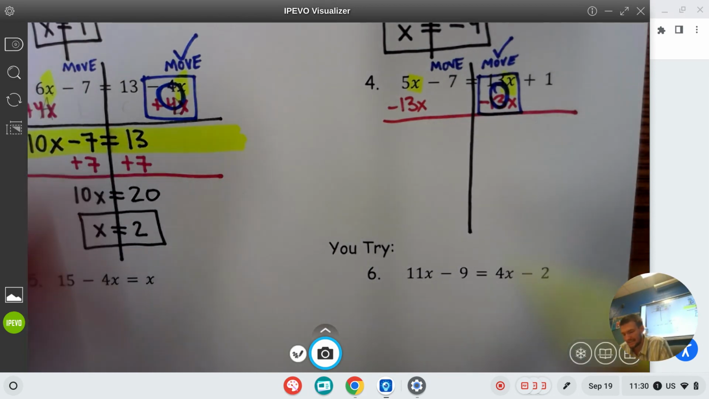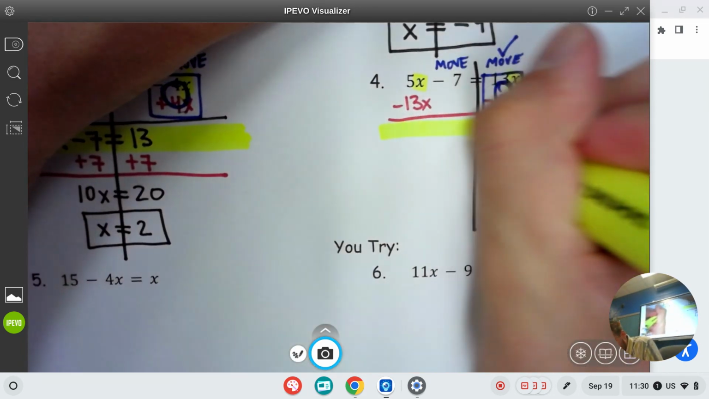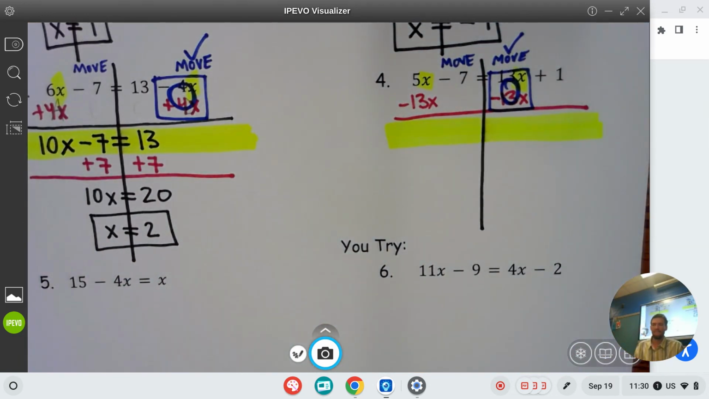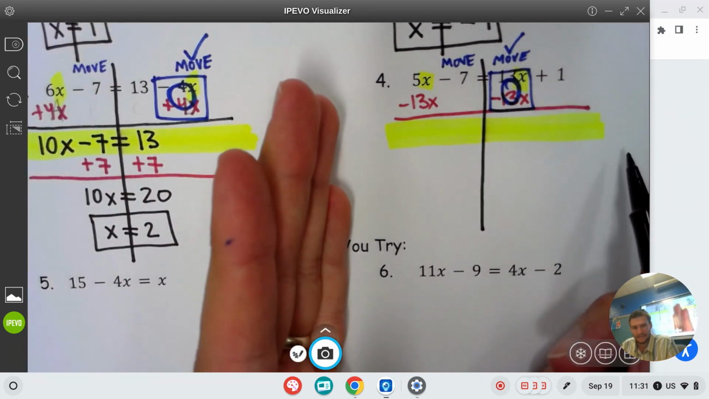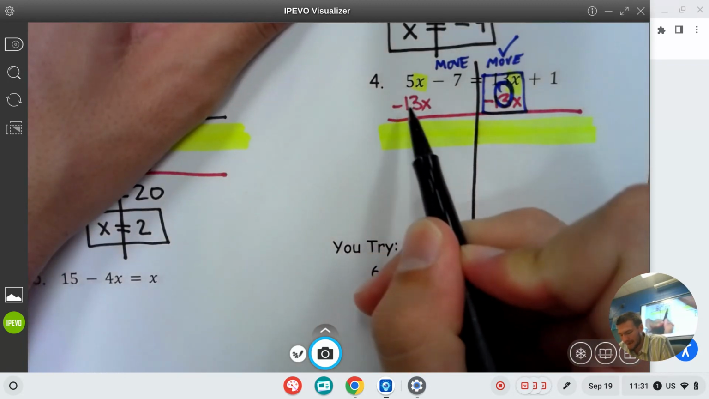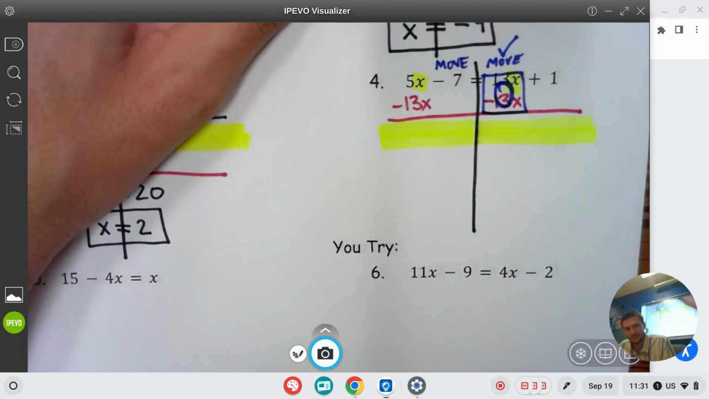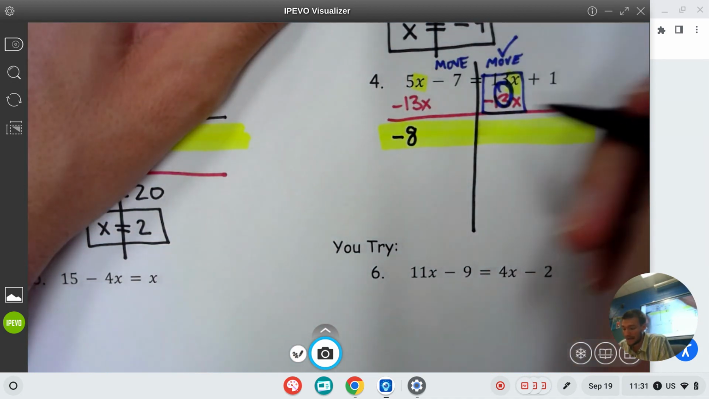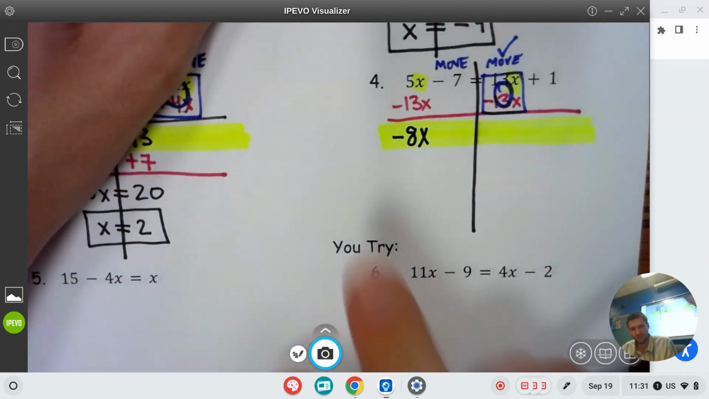Again, this seems to be the line where the organized kids do well and the I-don't-want-to-write-stuff kids kind of struggle. Okay? On this next line, 5x minus 13x is equal to -8 what? X. Make sure you have the x.